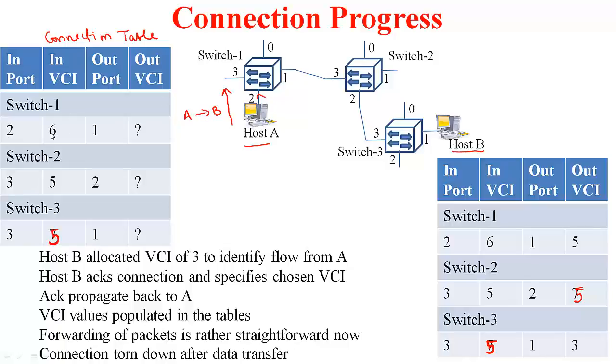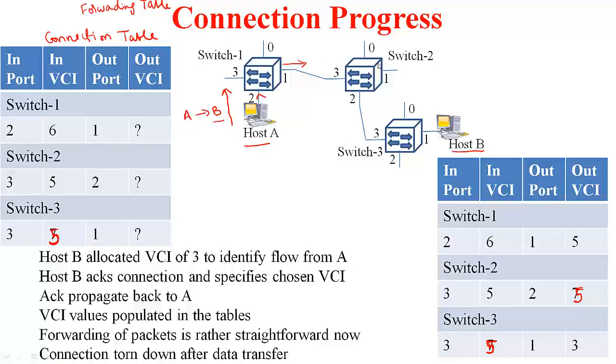connection, I will assign it a VCI of 6. And then it is going to notice that the destination is B. To reach B, it has to send it on port 1. This information it gathers much like in datagram switching, through the forwarding table. So it does have a connection table as well as a forwarding table. The forwarding table tells to reach B, you need to send it out on port 1. So this connection table, it is going to fill that information. It doesn't know which out VCI to use. This will become clear shortly.